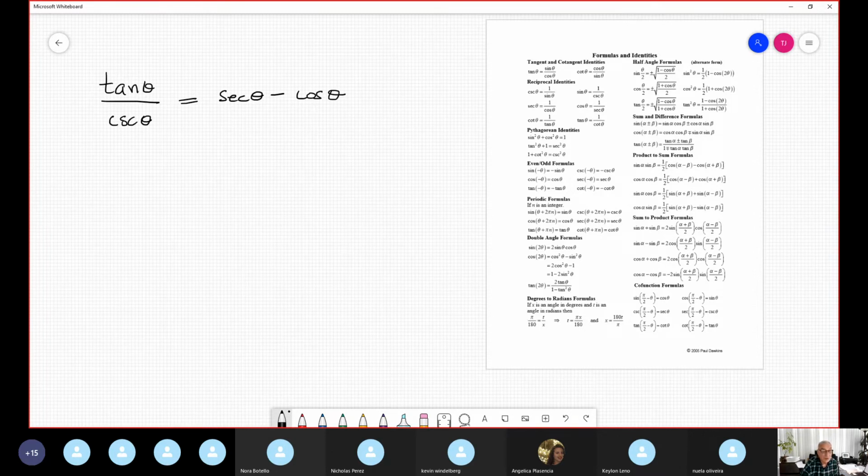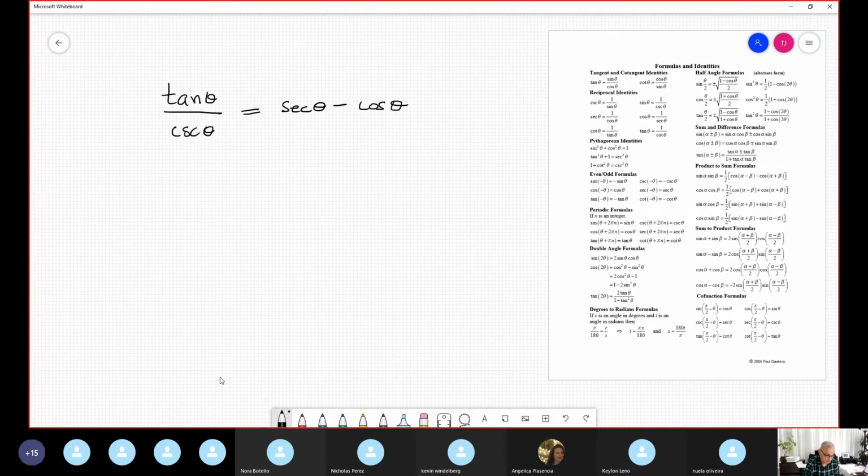Okay. In this case, I select the left hand side, but it's possible to select the right hand side. Let's do it in both ways. Suppose I take this and copy again.